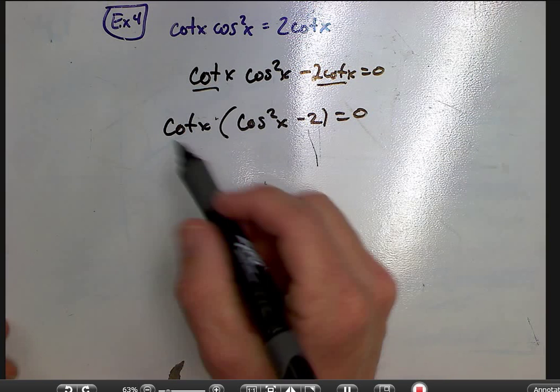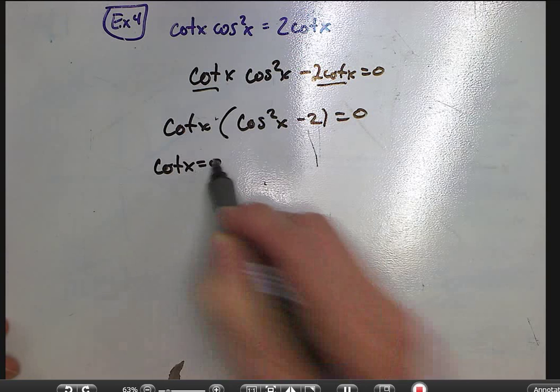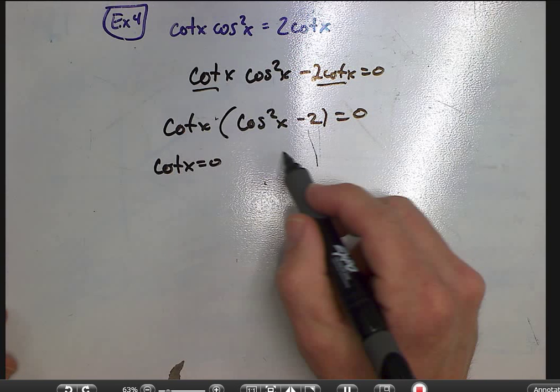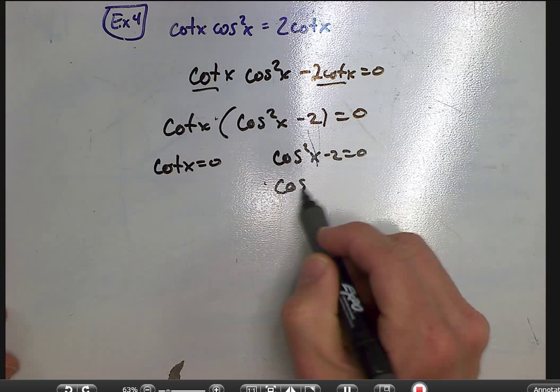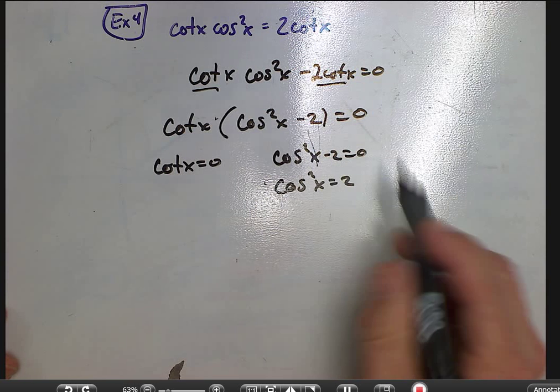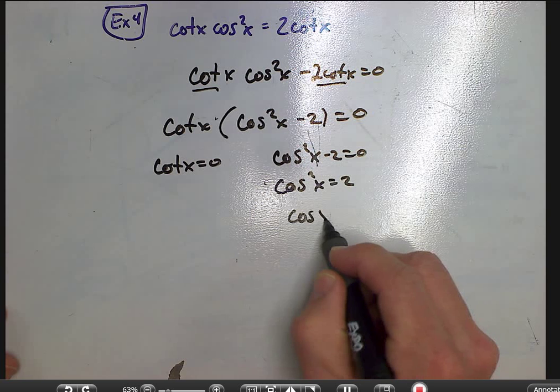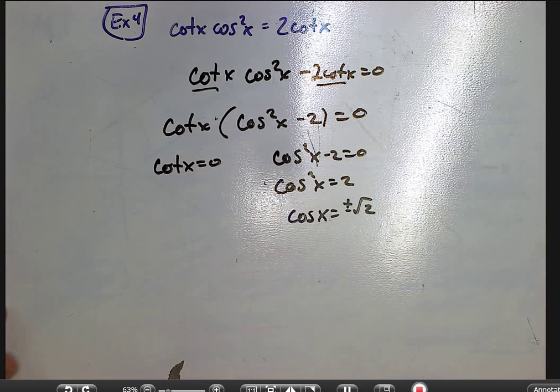So cotangent of x equals 0. Cosine squared x minus 2 equals 0. Cosine squared x equals 2. Square root both sides. Cosine of x equals plus or minus the square root of 2.